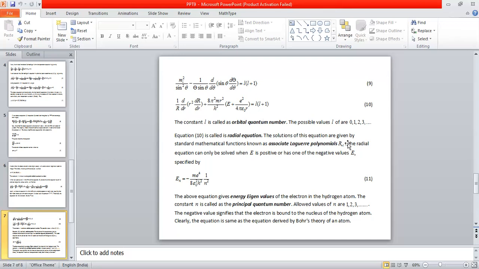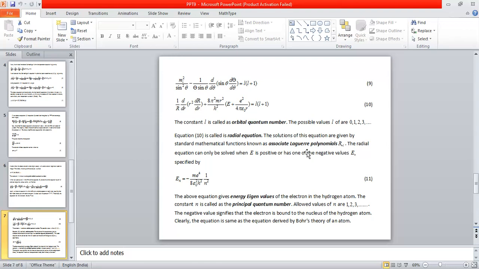Right now, I would like to say directly that the solution of equation 10, the radial equation, is what we call the associated Laguerre polynomials. Capital R_NL, the solution of this particular equation, is a set of polynomials called associated Laguerre polynomials, and the solutions are denoted by R subscript NL.